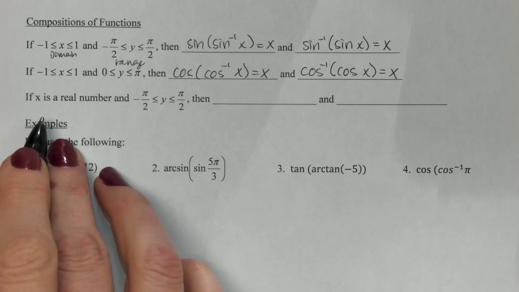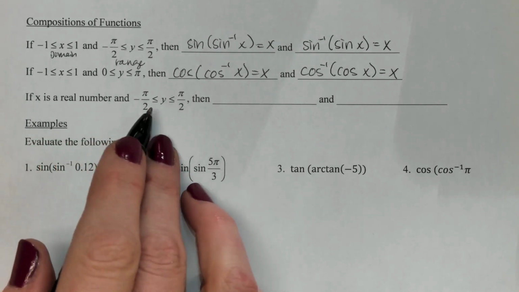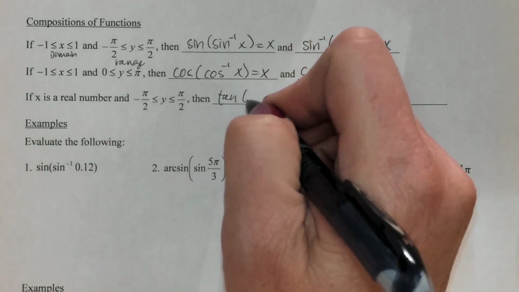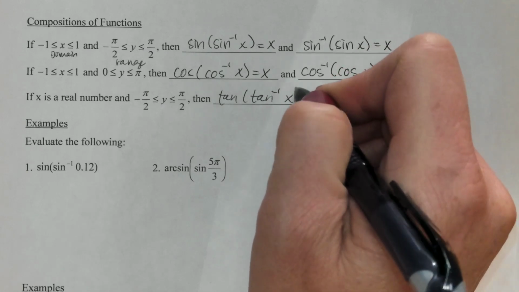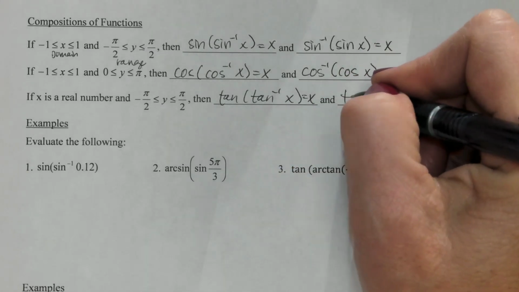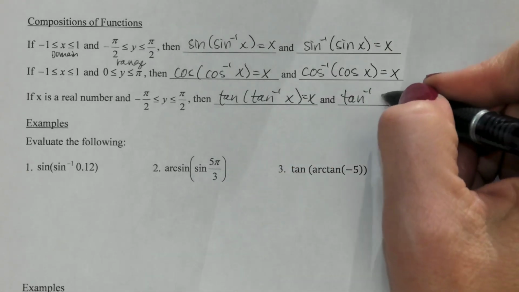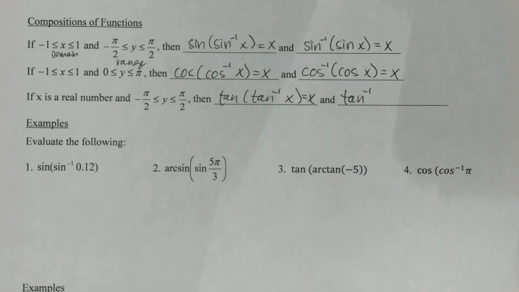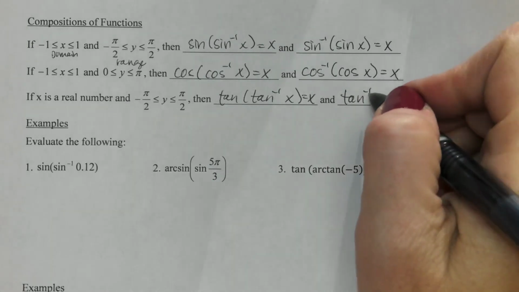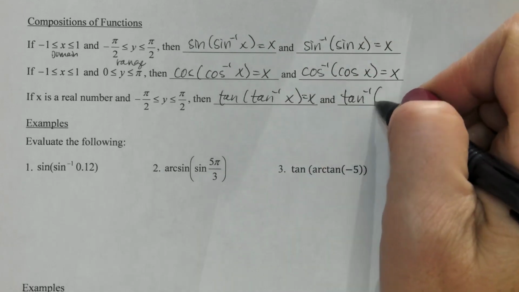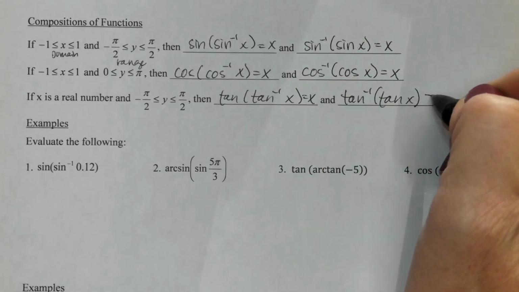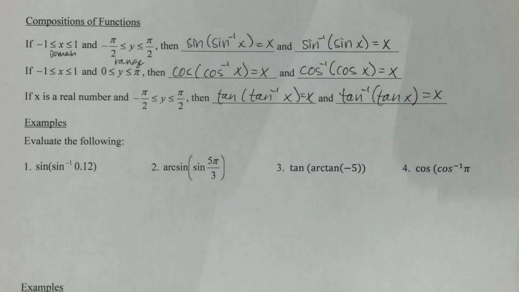Same with tangent, you still have to follow the rules. It's still domain and then range, but then your tangent functions should cancel each other out. They should inverse each other, and you should just be left with whatever value you had for x. And it should not matter whether that inverse is on the outside or the inside. They should cancel each other as long as you follow all the rules.